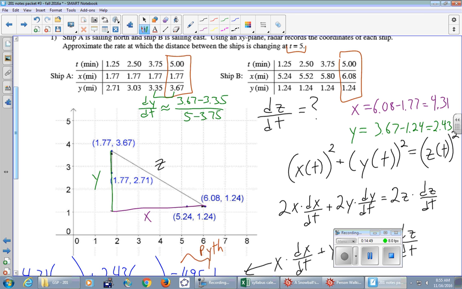Okay, what is this equal to? 0.256. And that's miles per minute.